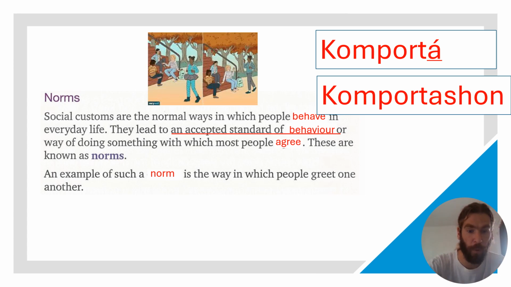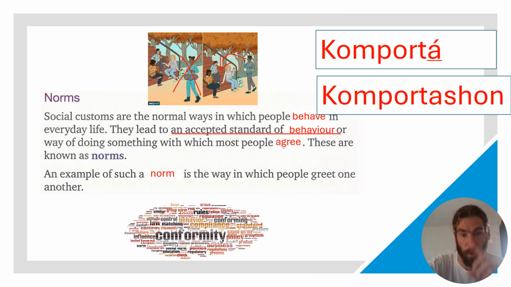An example of a norm is the way in which we behave, and the norm leads to conformity because if you behave as the group wants, you are more likely to be accepted. So the norms lead to a certain degree of conformity. If you behave according to the norms, you have less chance of clashes and you have more chance of being accepted. And that is what people want.